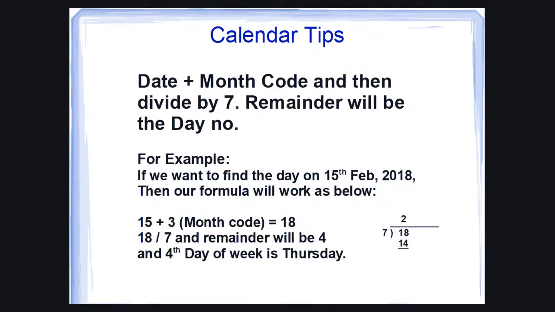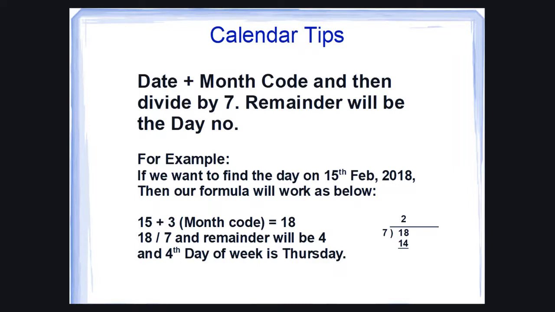We have a simple formula here. This is the formula, which says date plus month code. I will let you know how to calculate the month code for a given month, and then divide it by 7. The remainder will be the day number, and I will let you know how to read a day number with respect to Monday, Tuesday. We have an example here.